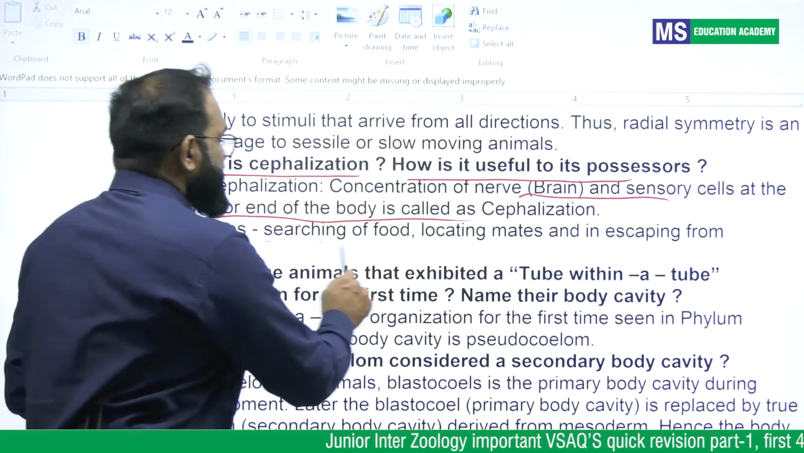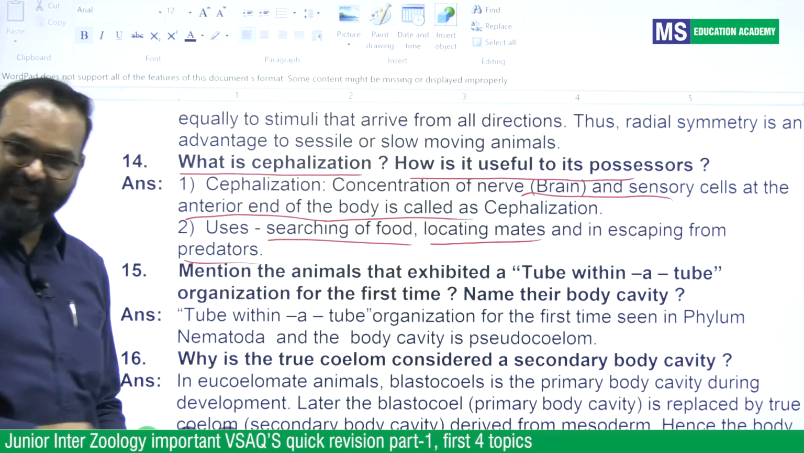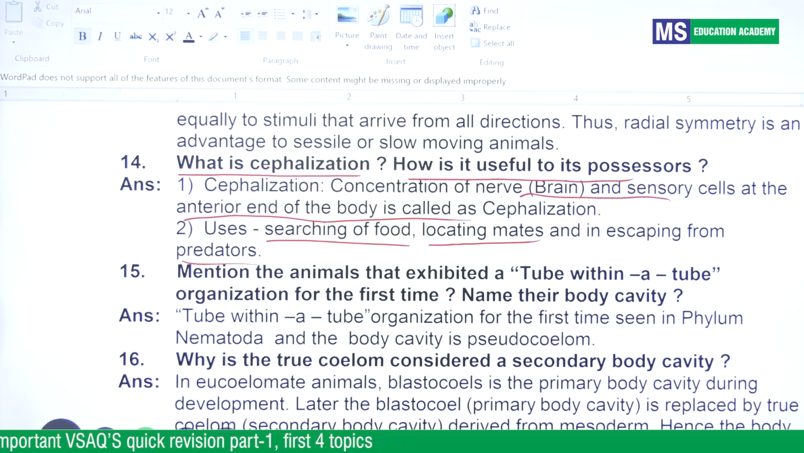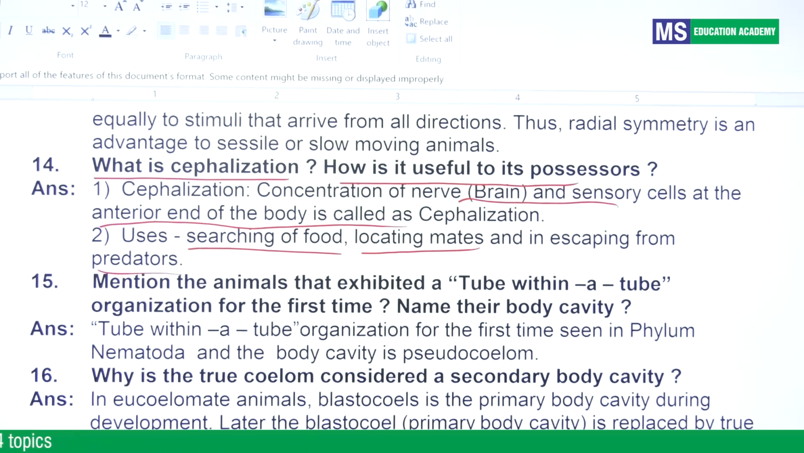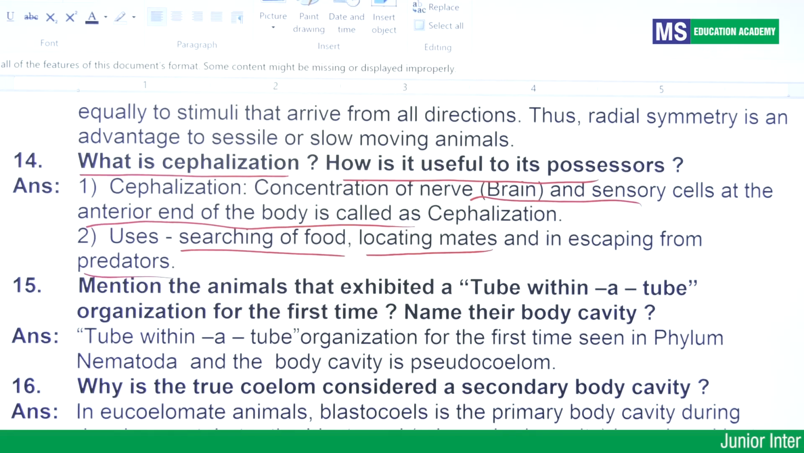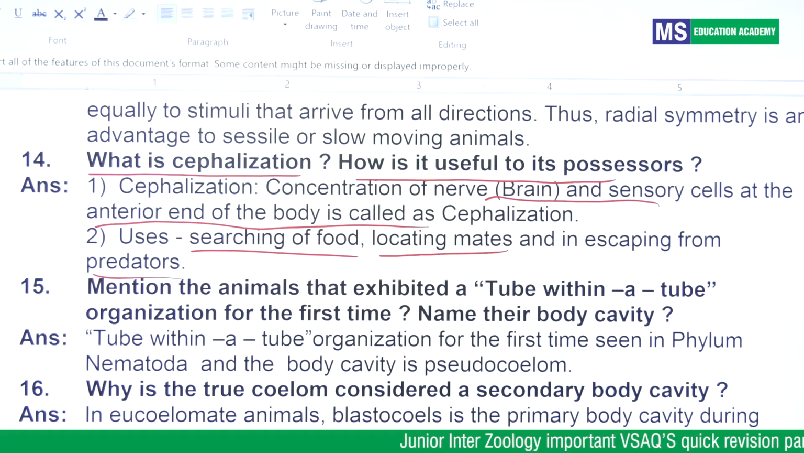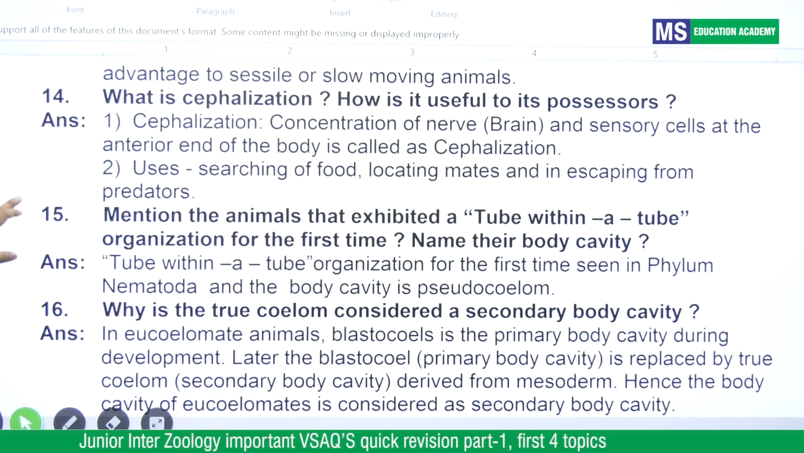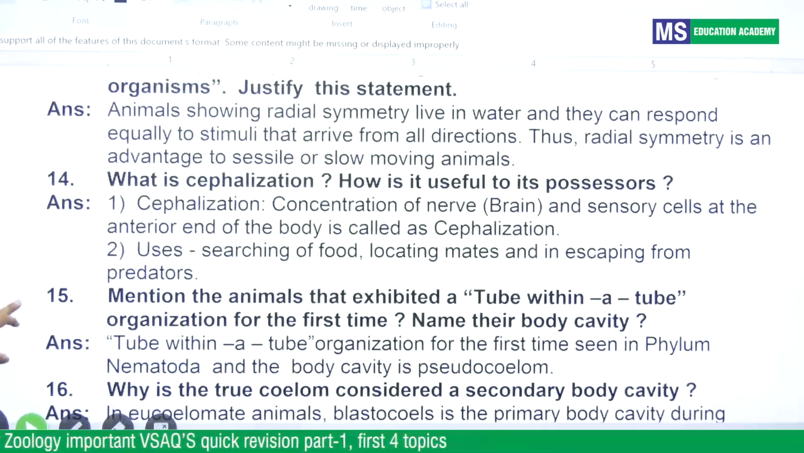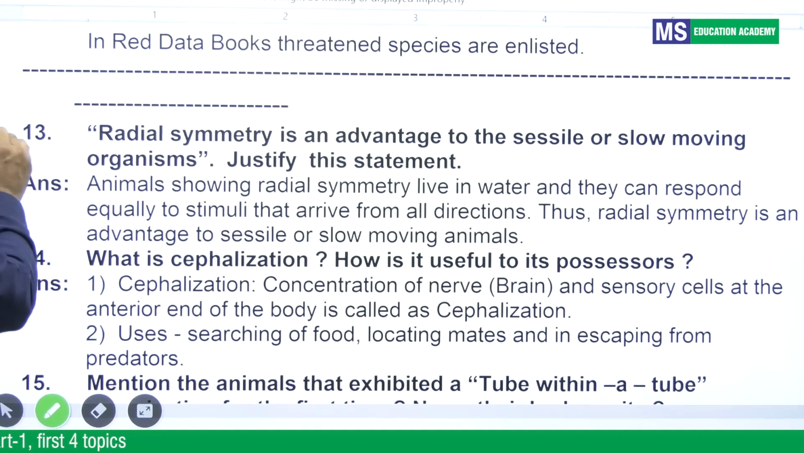And its uses: searching for food, locating mates, escaping from predators. How easy, students? Searching for food, locating mates, escaping from predators. Right. Now let us switch on to the next question, students. And students, coming back, I would like to give triple star to this.